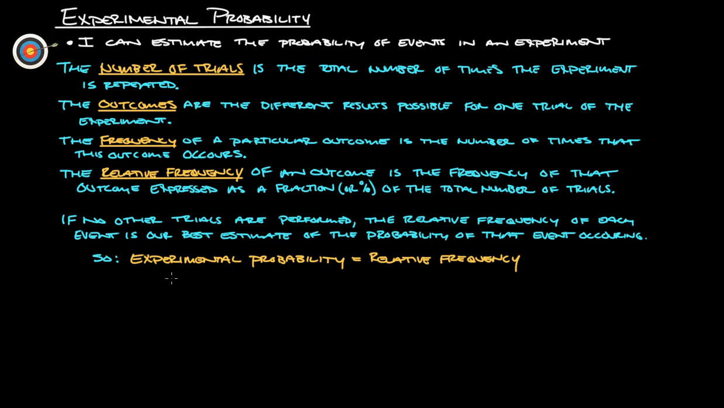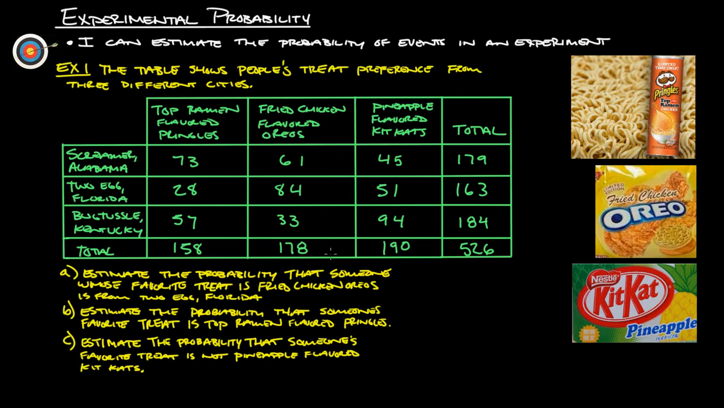Okay, so the relative frequency is basically the same thing as the experimental probability. So like if we flipped a coin 1,000,000 times, we would expect that to eventually get really close to 50%. So we would expect that our relative frequency should get pretty close to 50%, and that would be our experimental probability.